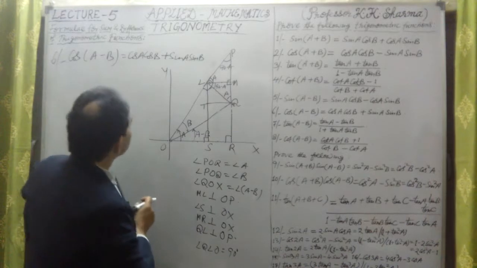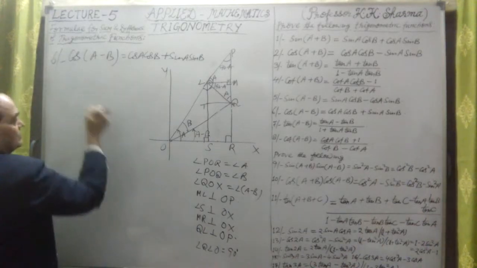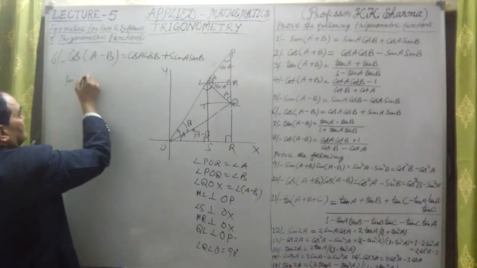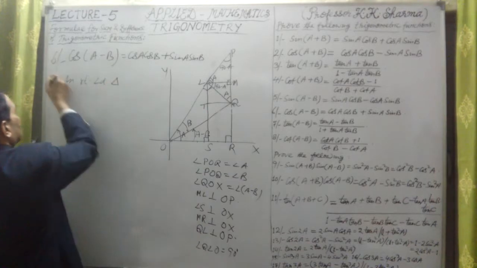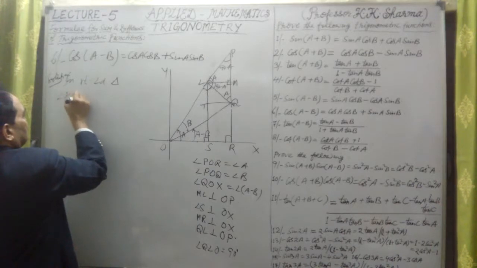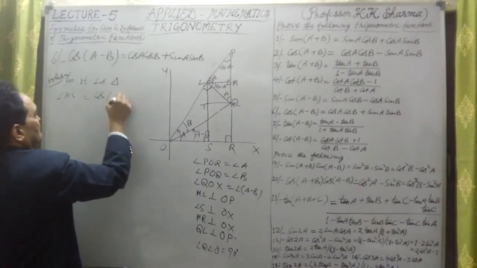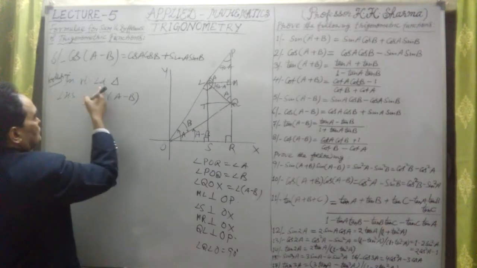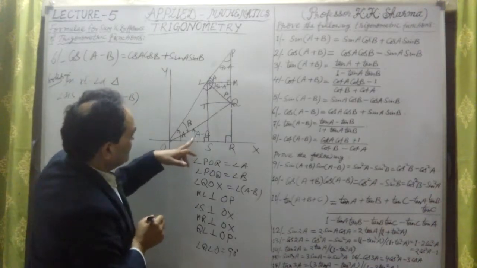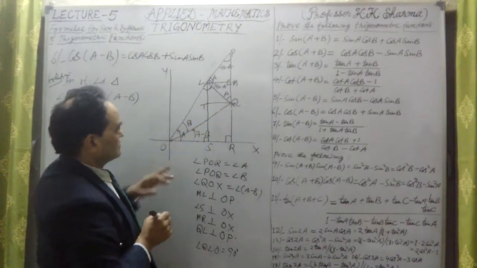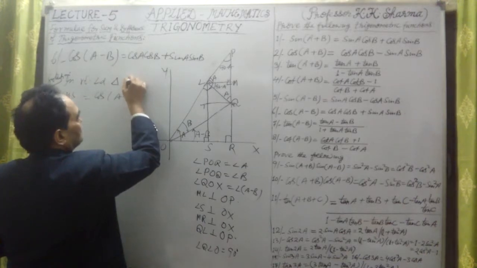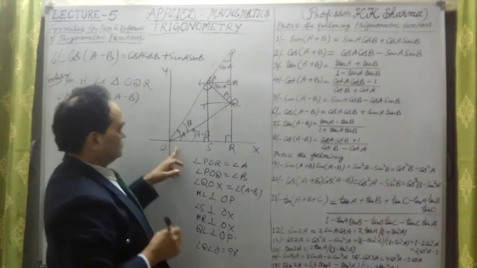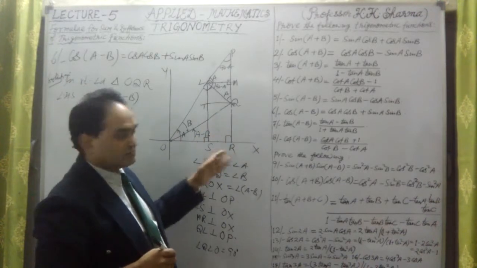Now let us take cos A minus B, in a right angled triangle, the solution we are finding out. Left hand side let me take first. The left hand side is cos A minus B. Now in the right triangle, in A minus B, this is OQR. OQR is the triangle. This is the right triangle.